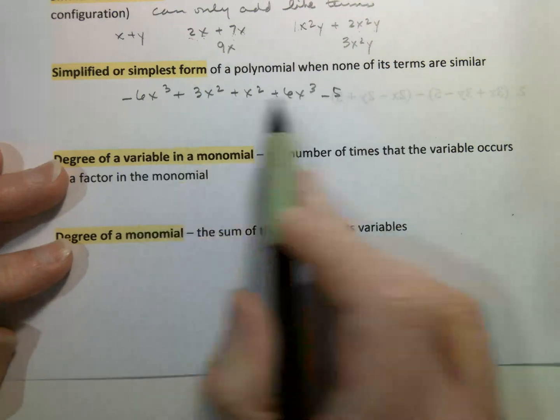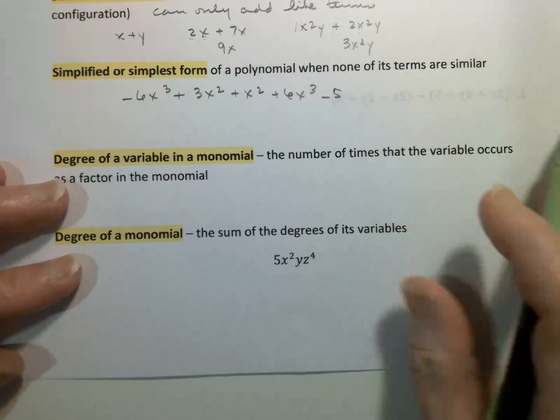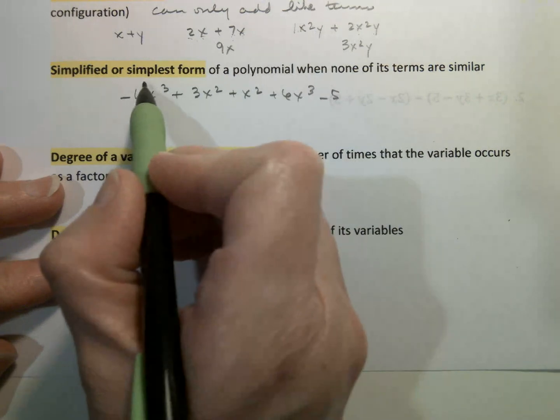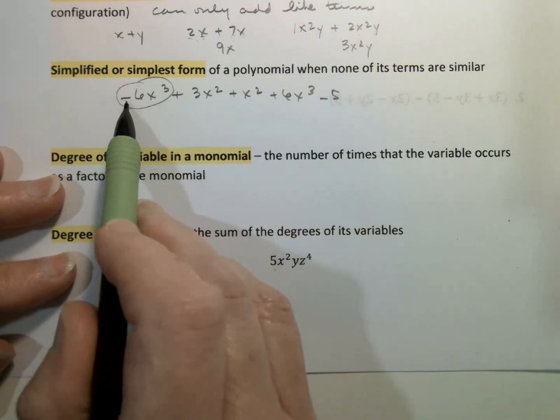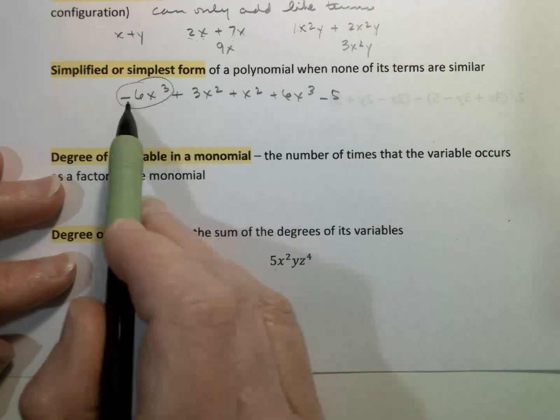Okay, so here I have a polynomial, and I'm going to go through and I'm going to look for my like terms. And so one thing I like to do is I like to either underline or circle. So here I have an x cubed, and I'm going to circle that. And I circle the whole thing, including the sign in front, because that's the sign of the whole monomial. So this is a -6x cubed.